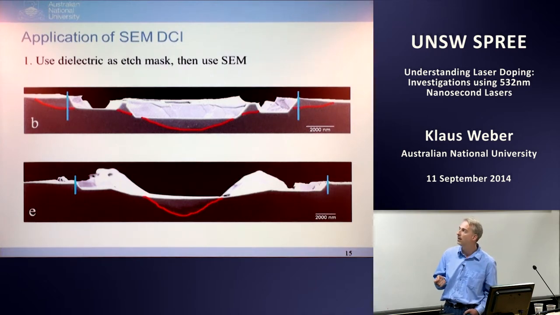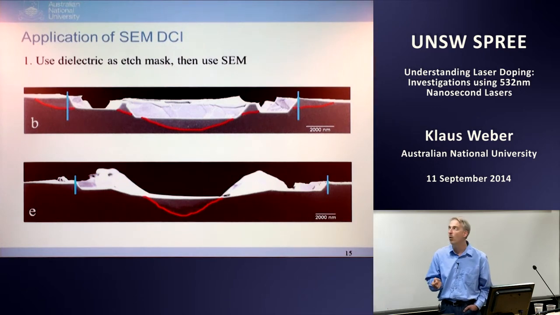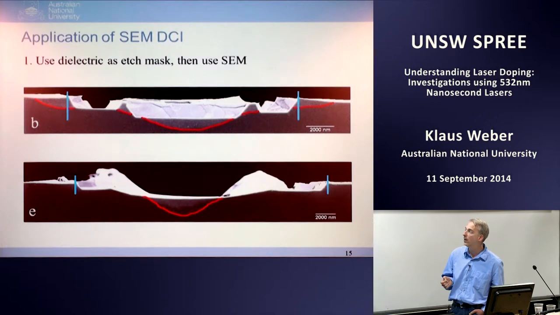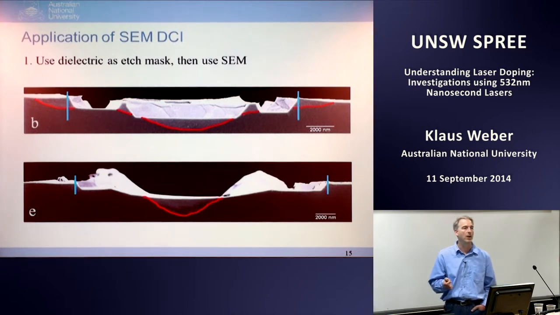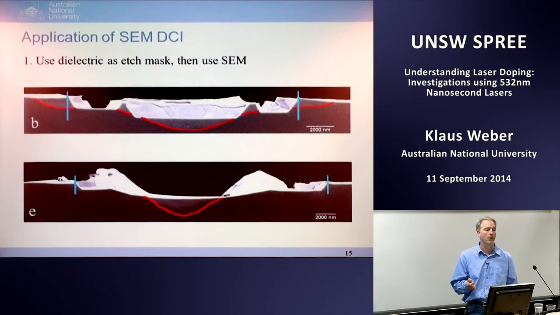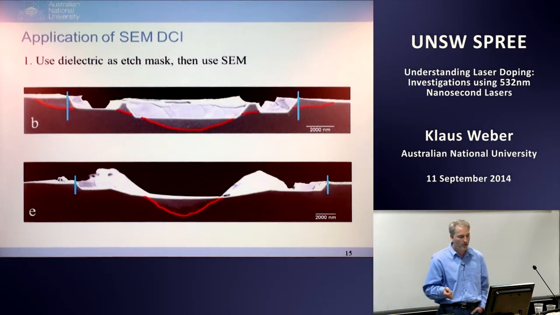So you can see the blue vertical lines indicate where the dielectric film stopped, and then the red line outlines the doped regions. And in the bottom we've got the reverse, so in this case we can't see any evidence of any doping extending beyond the edge of the dielectric. So both are possible, we can get both situations with different laser parameters, and we have to try to find the parameter window that gives us the top situation rather than the bottom.